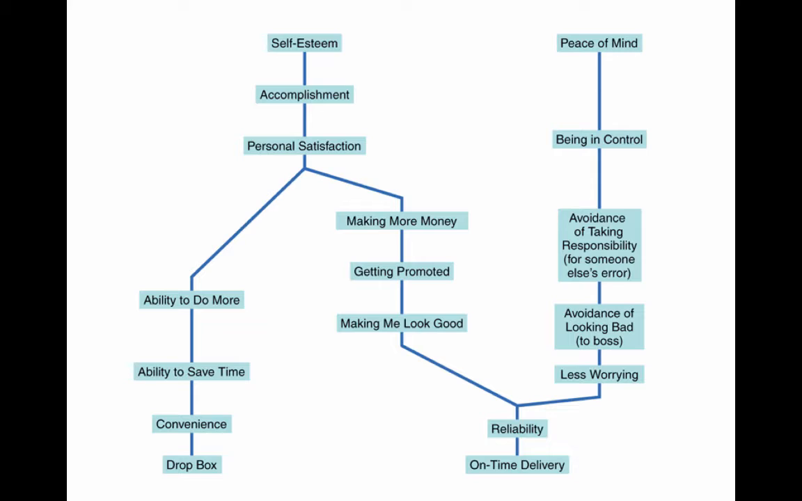Another example here is on-time delivery, reliability, leading to peace of mind. So at the end, we have these higher order goals, things like peace of mind, being in control, self-esteem, but these are all facilitated by features of a product or a service. In this case, we're talking about Dropbox. We might also be talking about something like on-time delivery from FedEx or UPS.